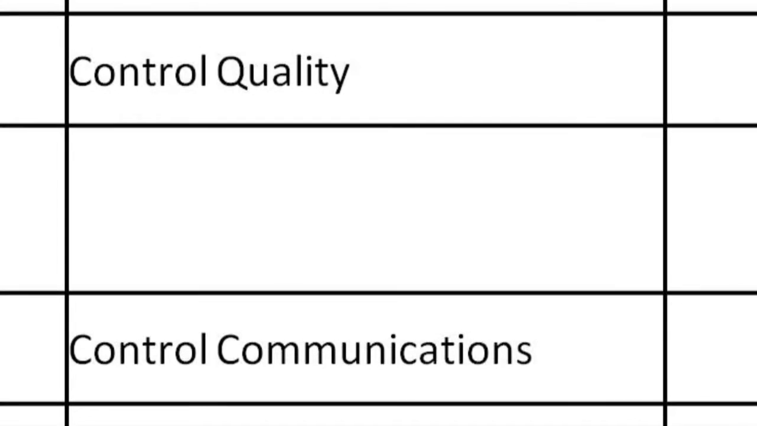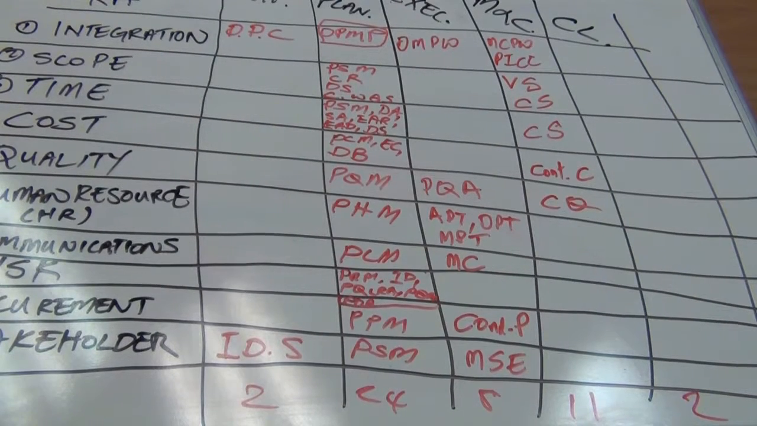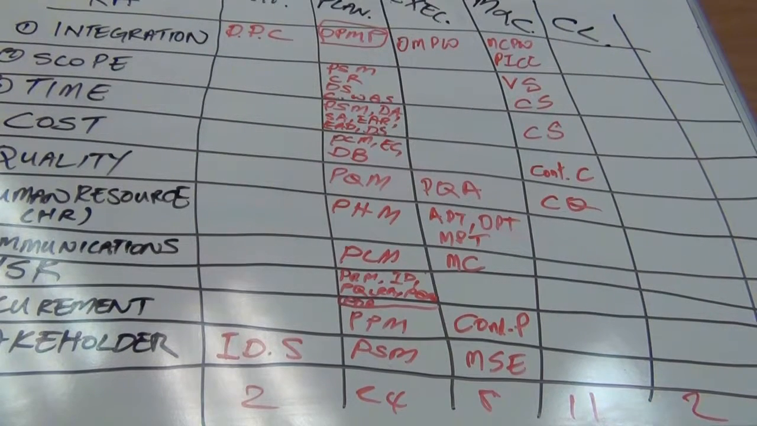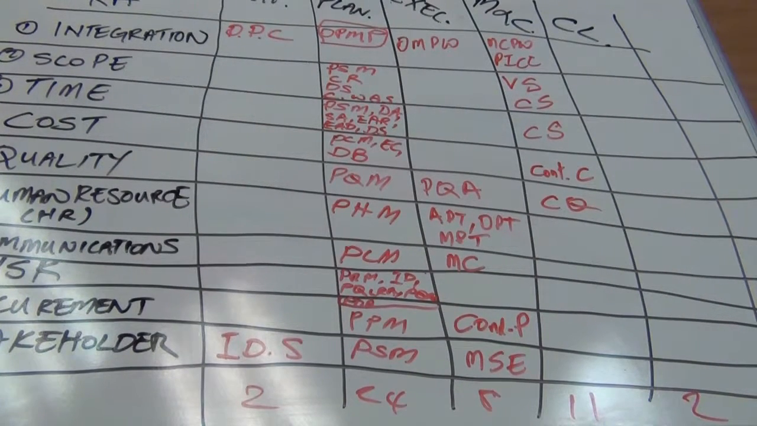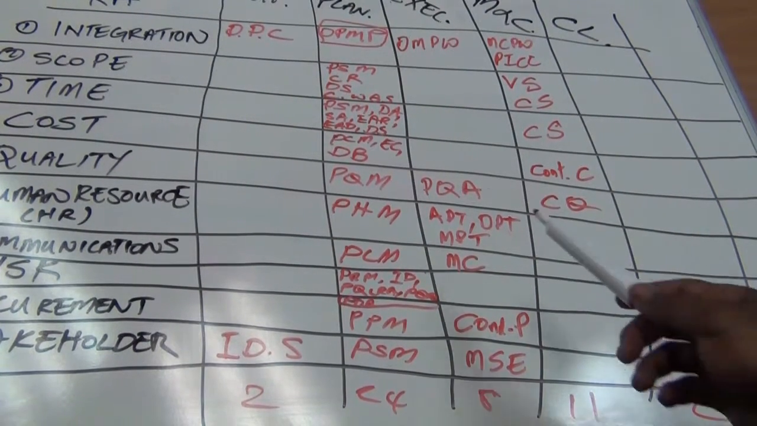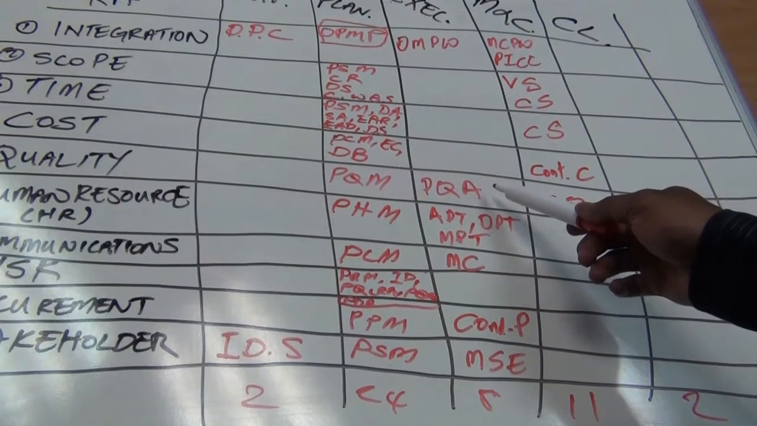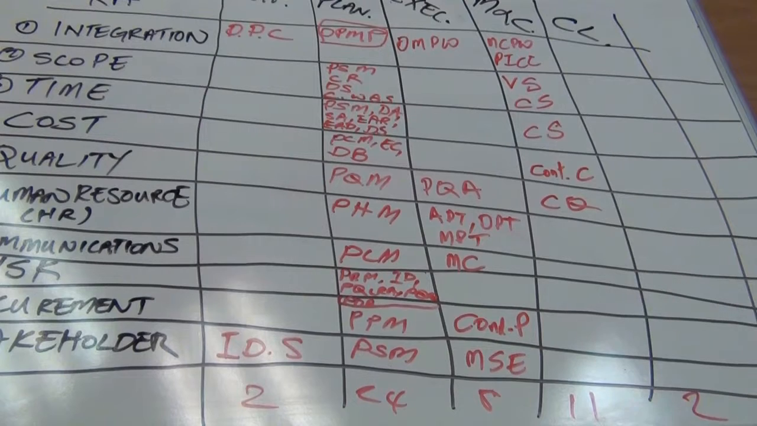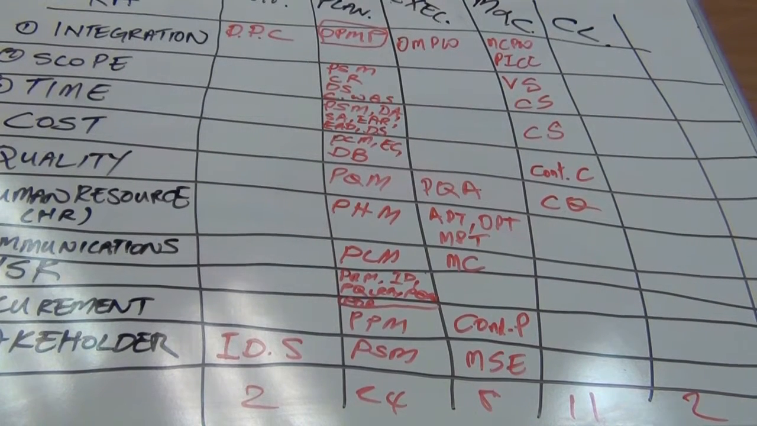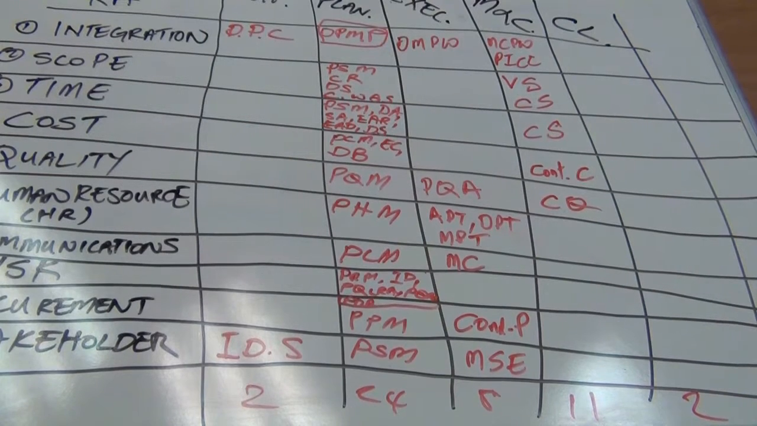Control quality is all about ensuring that quality is inherent in the final deliverable, making sure that the final deliverable conforms to those quality standards. It's all about checking the product. Perform quality assurance, checking the process. Control quality, checking the product. Very important. Human resource management, we have a blank there.